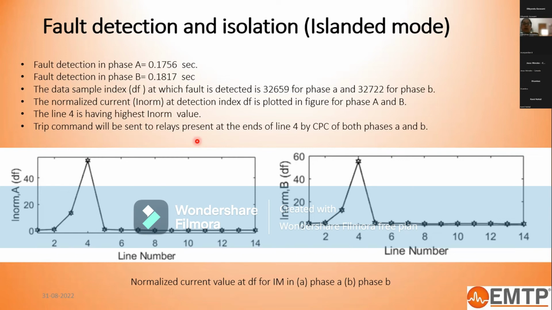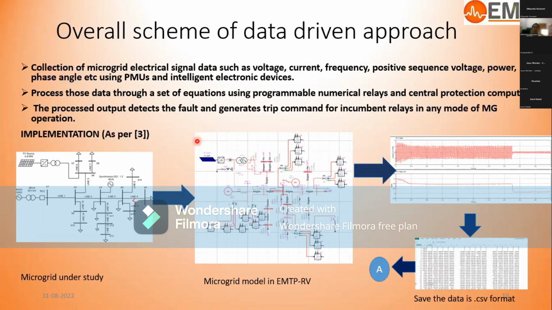To avoid that, this scheme does not care whether it is working in grid or islanded mode or with what DG penetration level. It just has to process the data and then give results. So the overall scheme, I would like to summarize here. This is the system. What is the flow chart of the complete work?